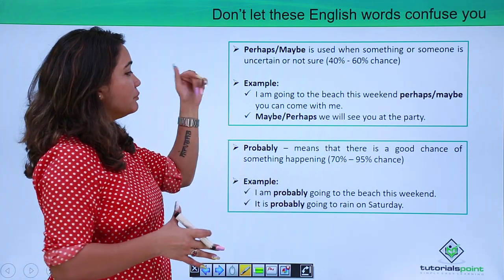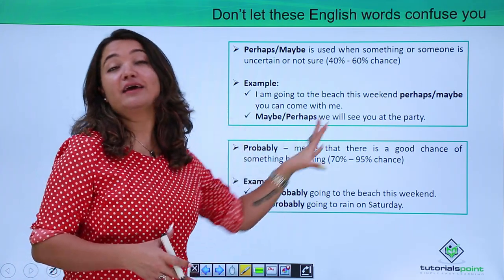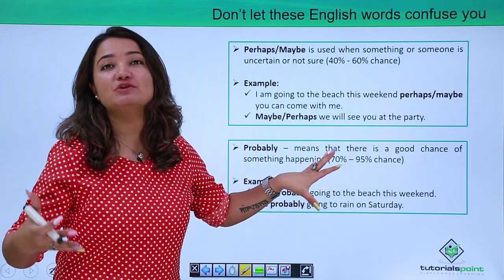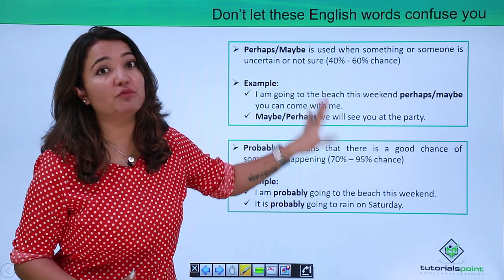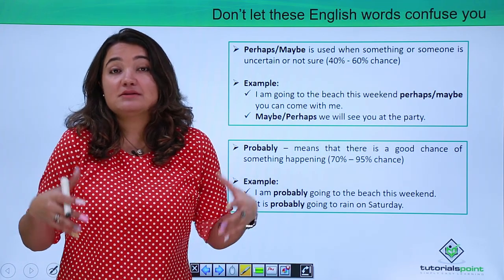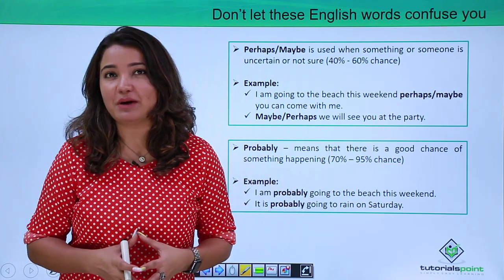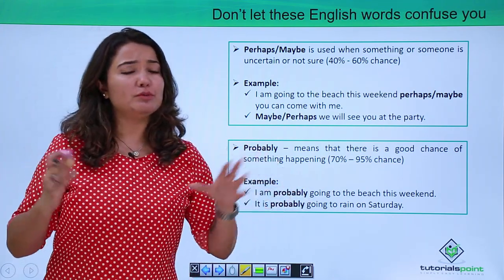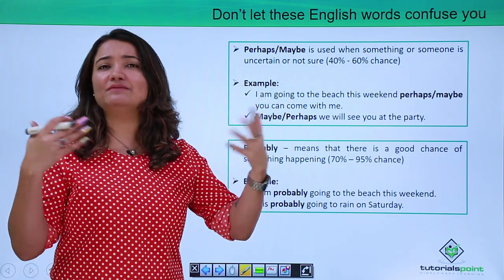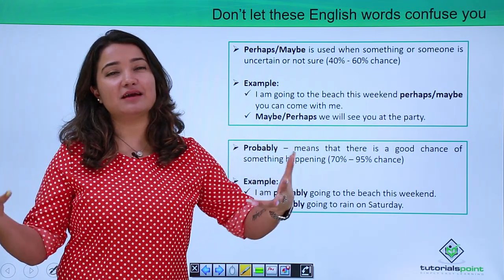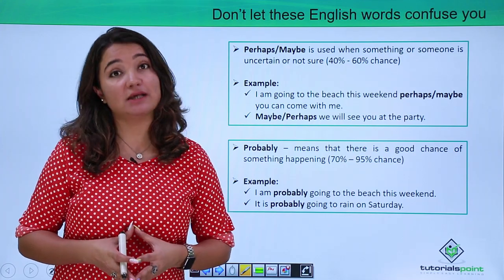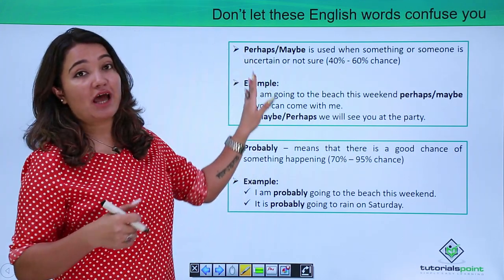So probably is a stronger version, or a stronger chance of something happening, compared to perhaps or maybe. So next time you feel that there's a pretty fair chance that something might happen, you can use probably for that. Probably she might come in for dinner. Or if you think there is comparatively a lesser chance, the odds of something happening are not as high, well, in that case, you can use perhaps or maybe.